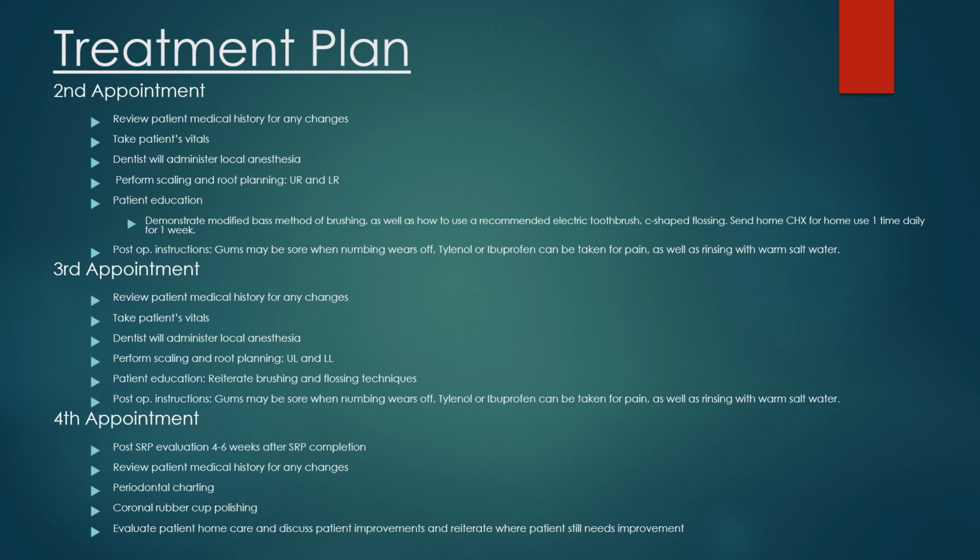The patient's fourth appointment will be his SRP evaluation appointment. When he returns for this appointment, we will start with reviewing medical history and taking vitals. I will do a full mouth periodontal charting to document gingival improvements. I will complete the appointment with coronal polishing and flossing. I will discuss with the patient the improvements in the amount of plaque present and show the patient where he still may have improvements to make.